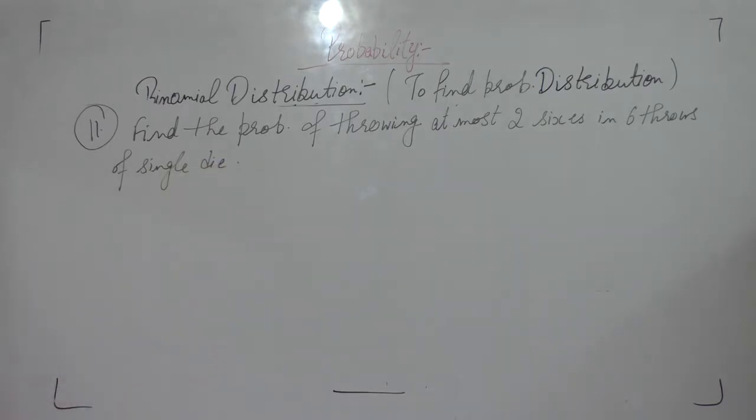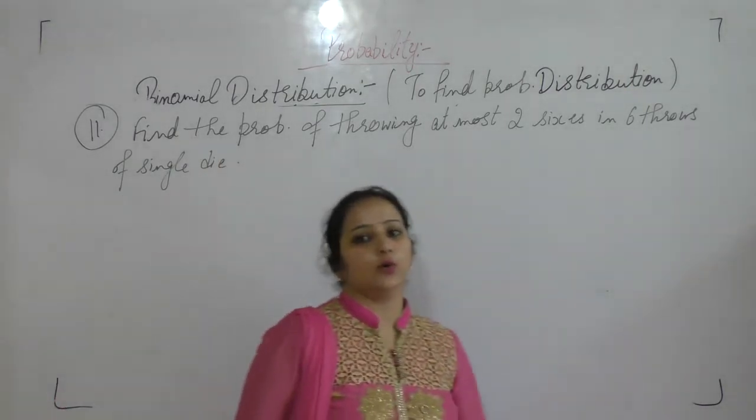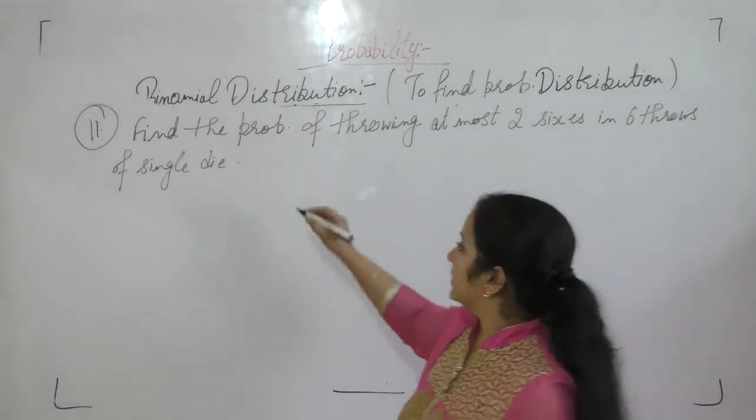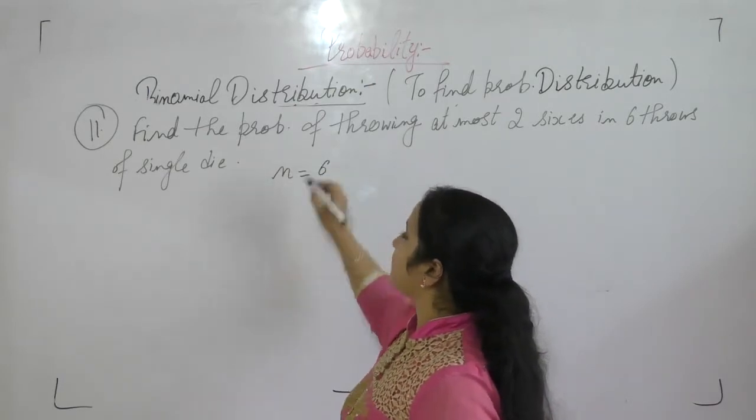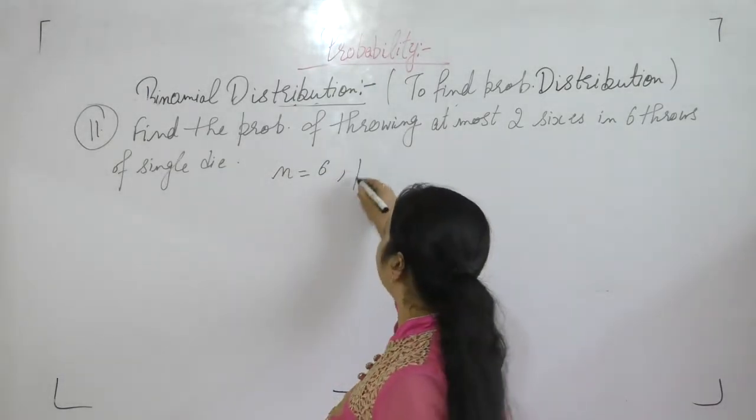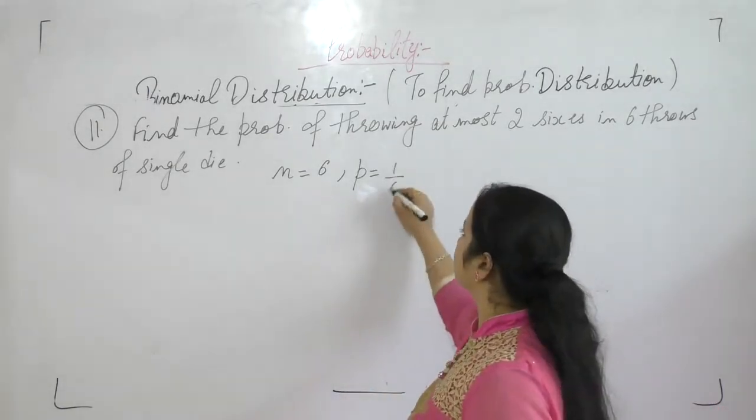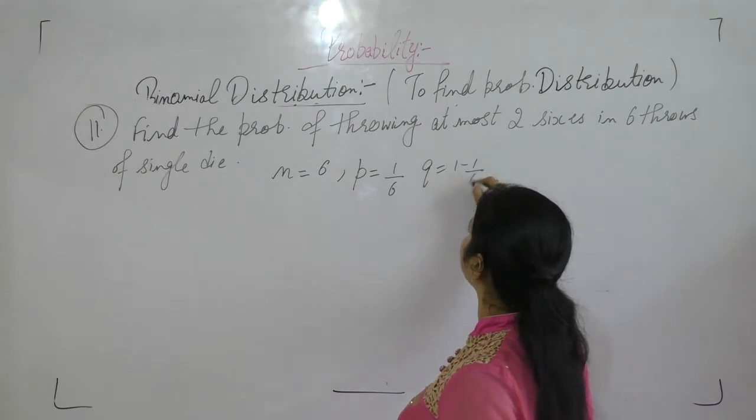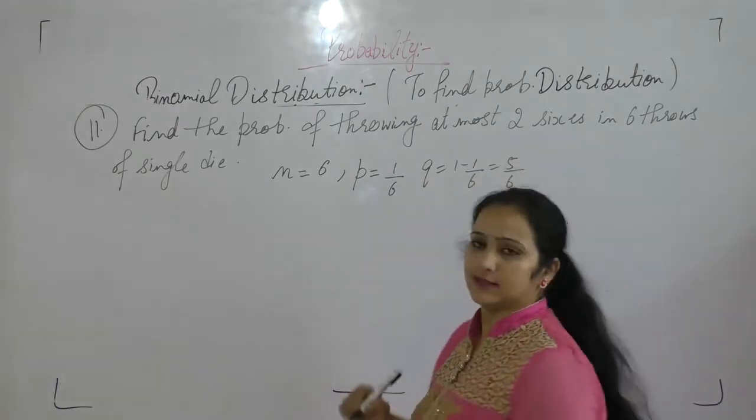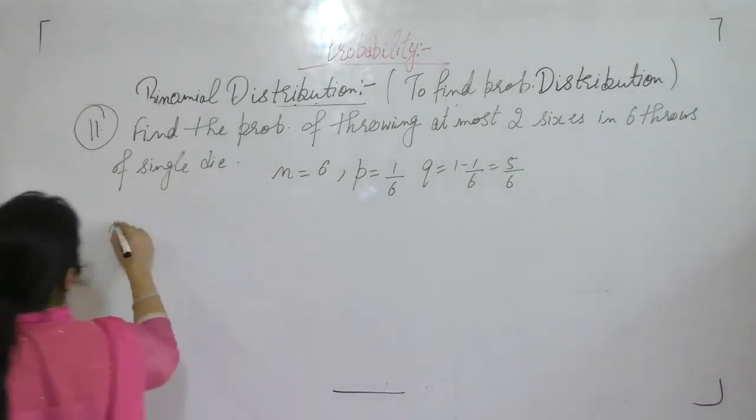एक die को 6 बार हमने थ्रो किया है, at most 2 sixes आए, उसकी क्या probability है? We have thrown the die 6 times, so n is 6. Probability of getting a 6 in a single die is 1 by 6 and Q is 1 minus 1 by 6, 5 by 6. Now we want at most 2 sixes.